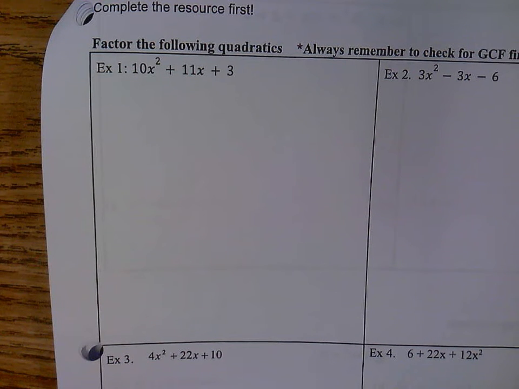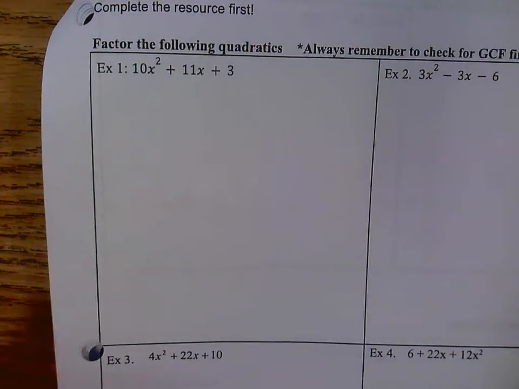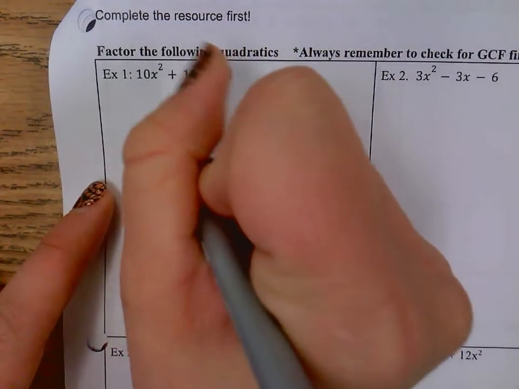There are 3 terms, so I can't do a greatest common factor, because 11 is prime. There's no difference of squares. I have a 10 in front of the x squared, so I'm jumping all the way to the box method. Let's practice a couple together because it's been a day here.